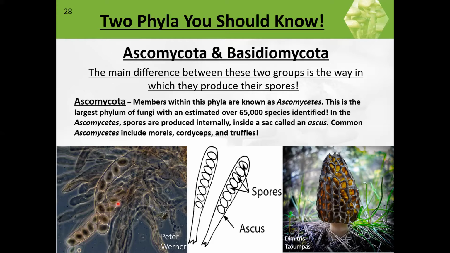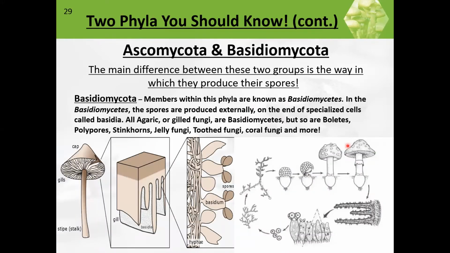And members within this phylum are Ascomycetes, and this is the largest phylum of fungi with an estimate of 65,000 species identified. Usually these are the crust fungi growing flat on wood, or morels might be something that you're more familiar with. The next one that I'm covering is called Basidiomycota. That's mainly the gill fungi, right?